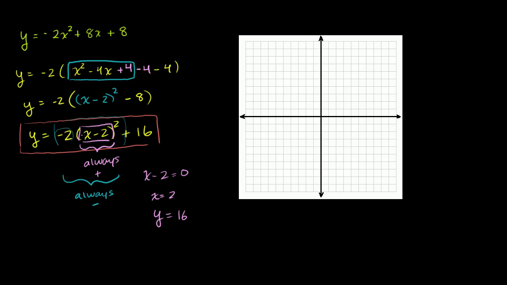As x moves away from 2 in the positive or negative direction, this quantity right here might be negative or positive, but when you square it, it's going to be positive. When you multiply it by negative 2, it's going to become negative, and it's going to subtract from 16.